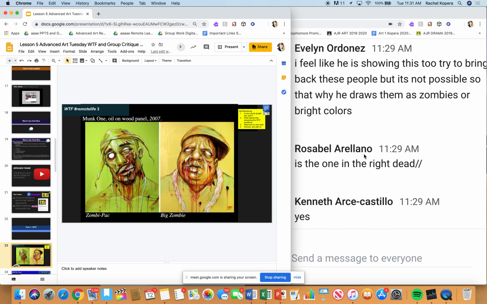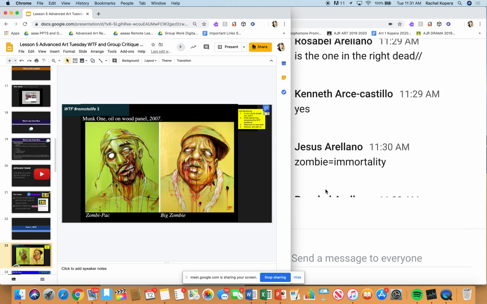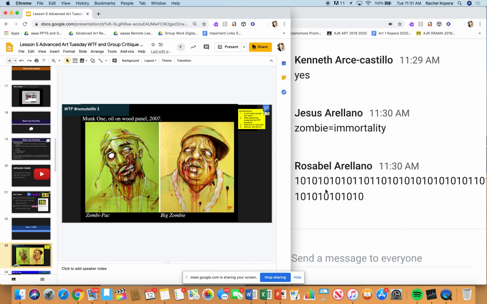Is the one on the right dead? Is this guy dead? Big zombie? Or whoever he is, is he dead? Who is that? Yes. Zombie. Okay, so Jesus is saying that zombie is a metaphor for being immortal. Like, you can't die if you're a zombie.